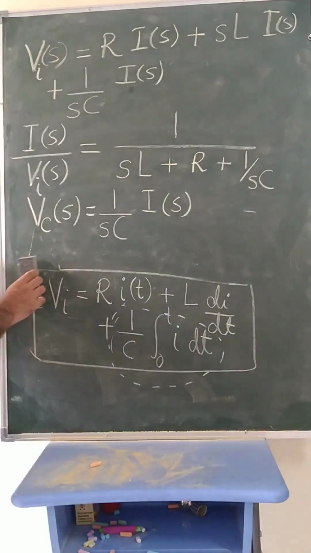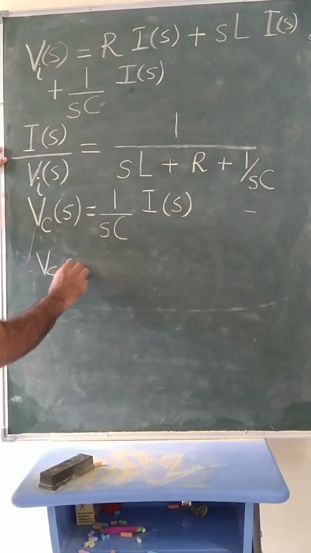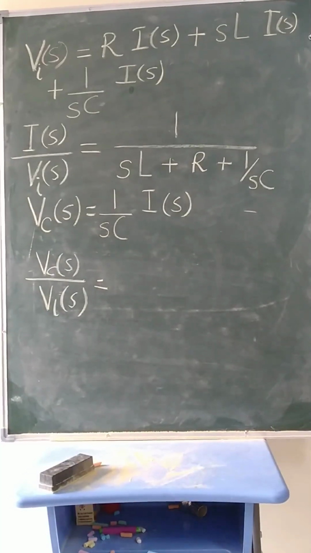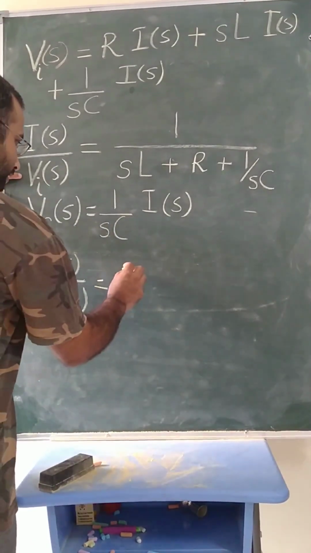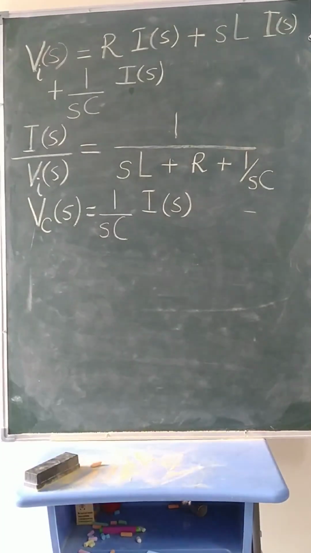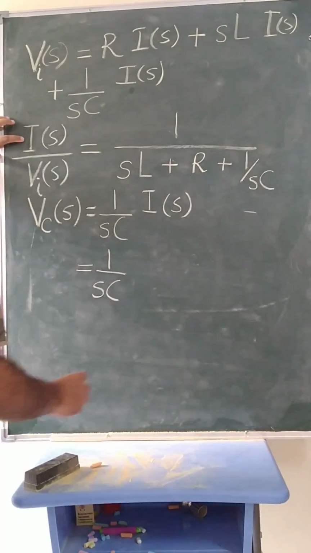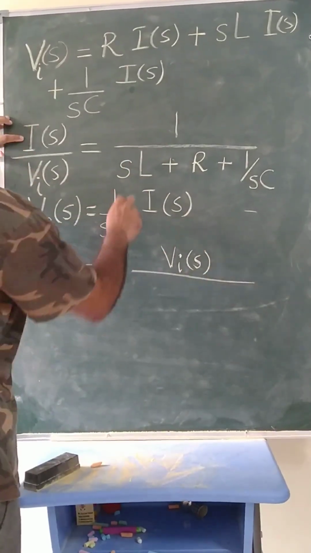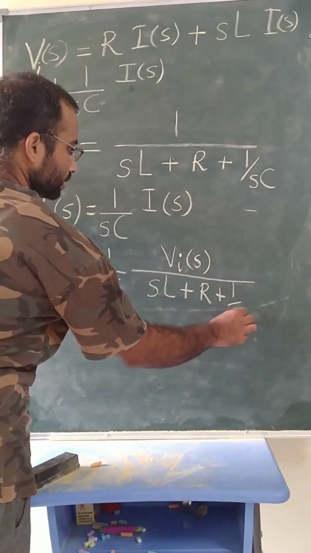Now what do I need to find? The transfer function where the output is Vc(s) and the input is Vi(s). So Vc(s) divided by Vi(s). How can I find it? Let me write I(s) from here. We will automatically get Vi in the denominator. So here I can say this is equal to 1 by sC times I(s), and I(s) from here is Vi(s) divided by sL plus R plus 1 by sC.